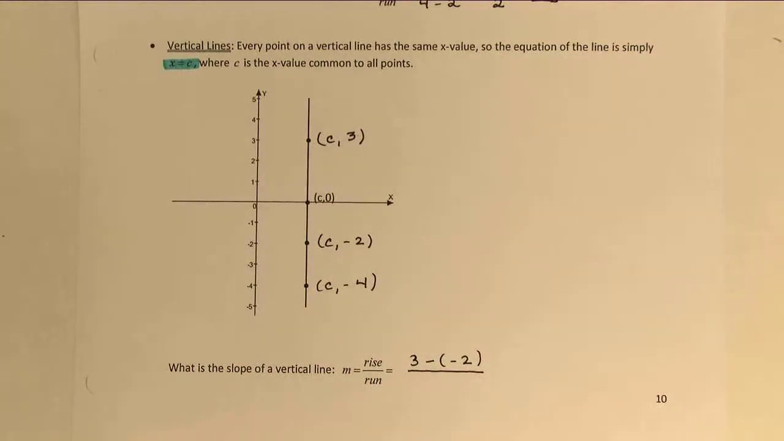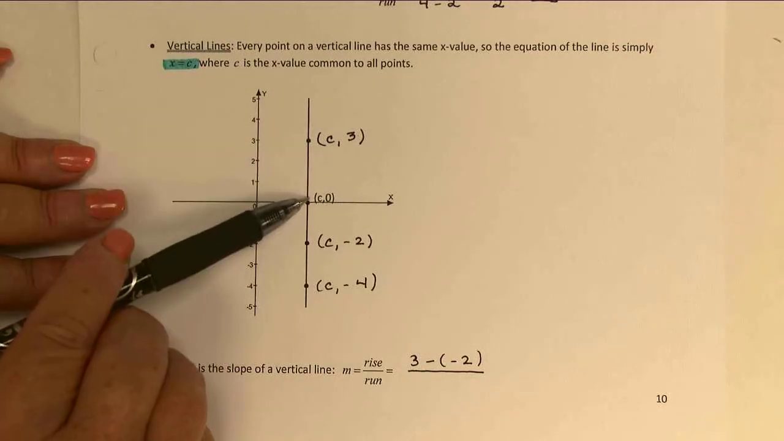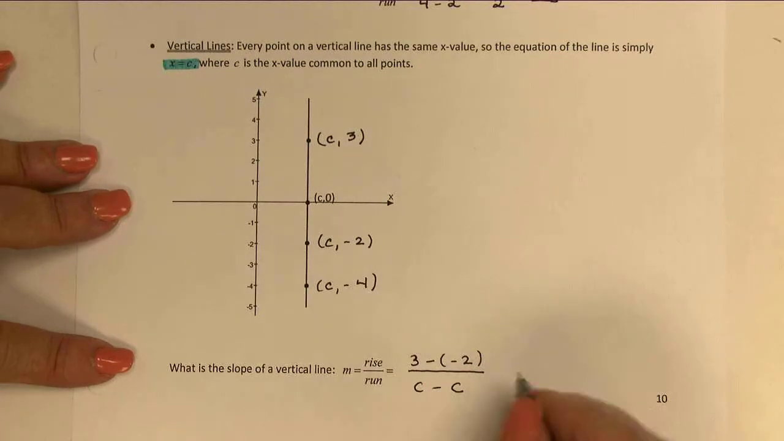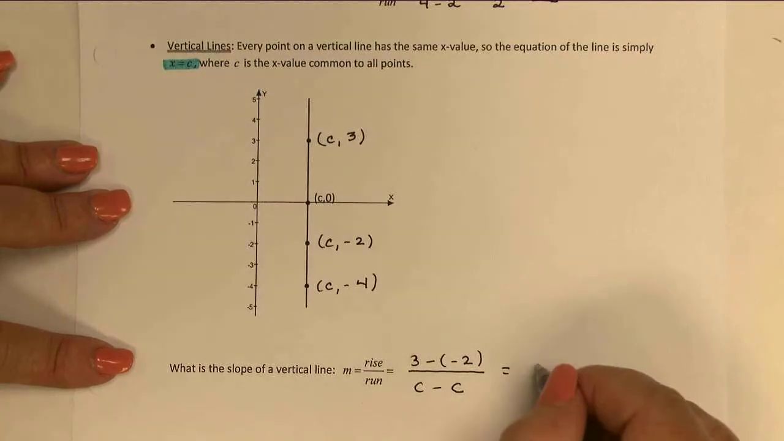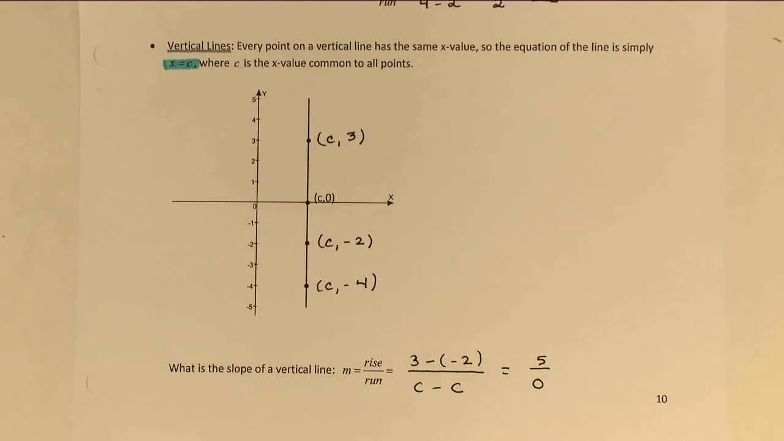But what happens when I go for the run is that I'm going to be subtracting c minus c. There is no run. This graph never goes left or right. And in this particular case, it gives me 5 over 0. But of course, it doesn't really matter much what's in the numerator. We've got a problem when we have a denominator of 0. You can't divide by 0. It's undefined.